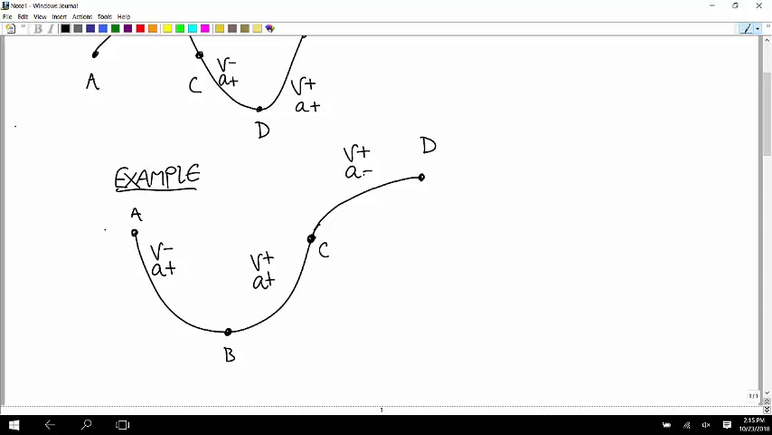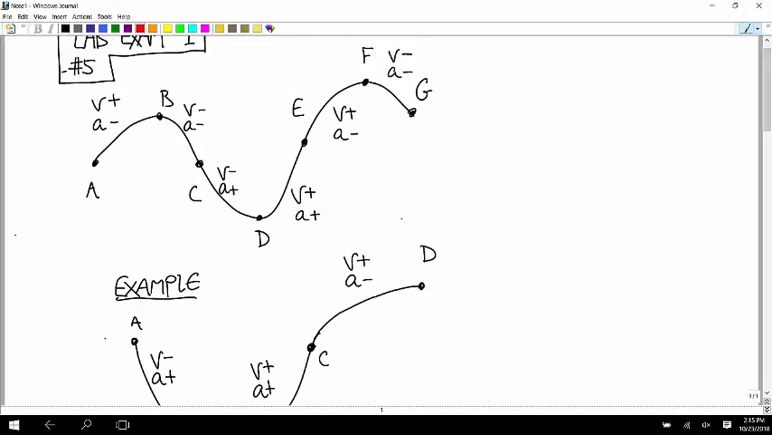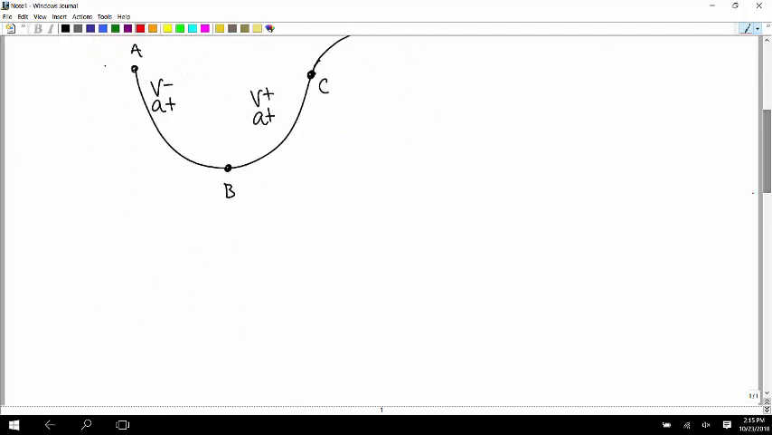Okay, and I'm maybe going through this a little too quick. Remember, this is not the path that the object is traveling along. This is a position versus time graph. What that picture is makes a big difference in how you interpret it. This case too.